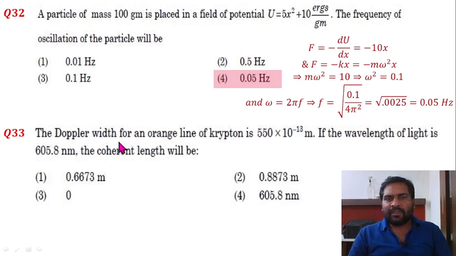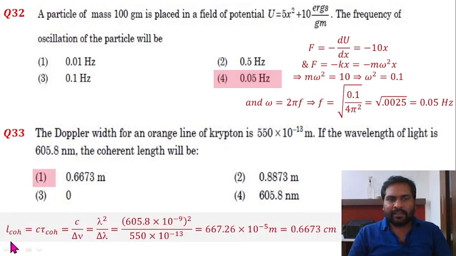Question 33. The Doppler width of an orange line of krypton is 515 times 10 to the power minus 13 meter. If the wavelength of light is 605.8 nanometer, the coherent length will be? Coherent length equal to c tau coherence equal to c by delta nu equal to lambda square by delta lambda. So just learn these particular formulas. It is very useful. So just put the values.